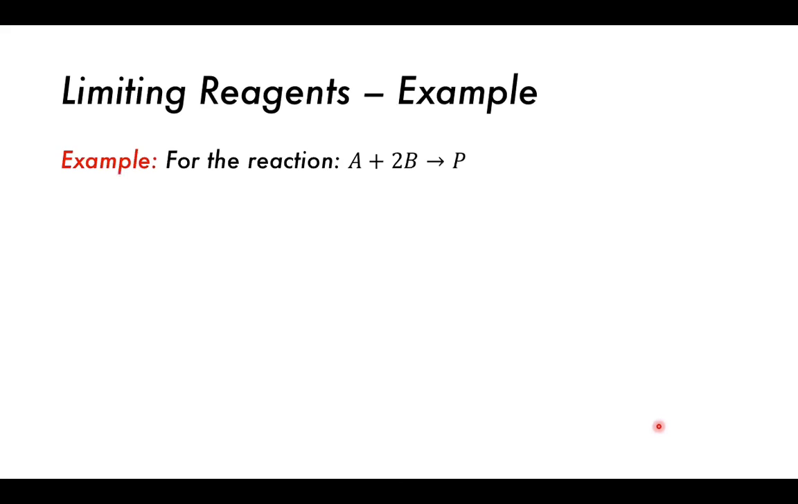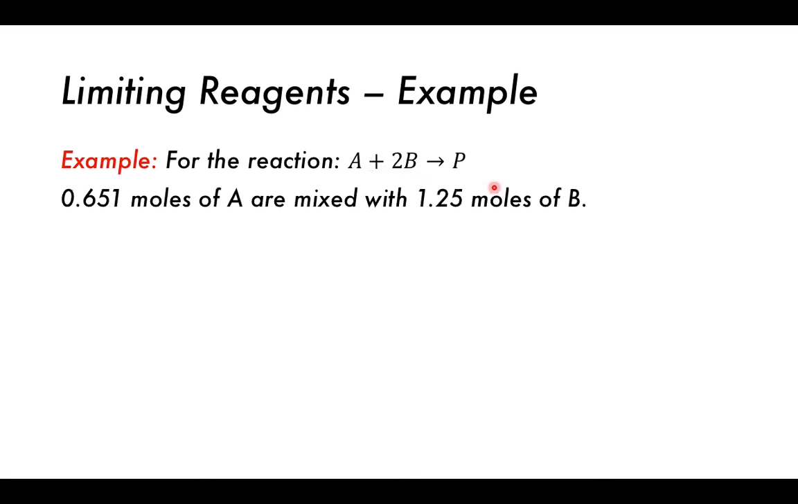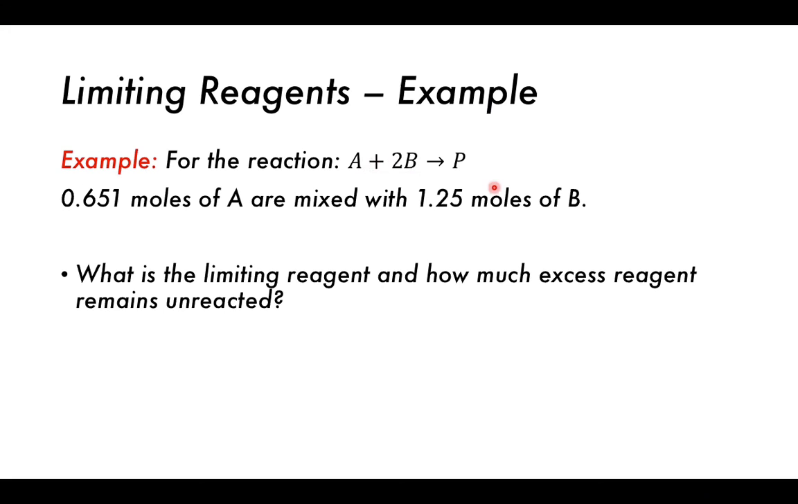So for example, we have a reaction, A plus 2B gives P, which means that for every A that is consumed, 2 molecules of B must be used up as well. So if we have 0.651 moles of A and we mix that with 1.25 moles of B, then we're being asked what is the limiting reagent and how much excess reagent remains unreacted.